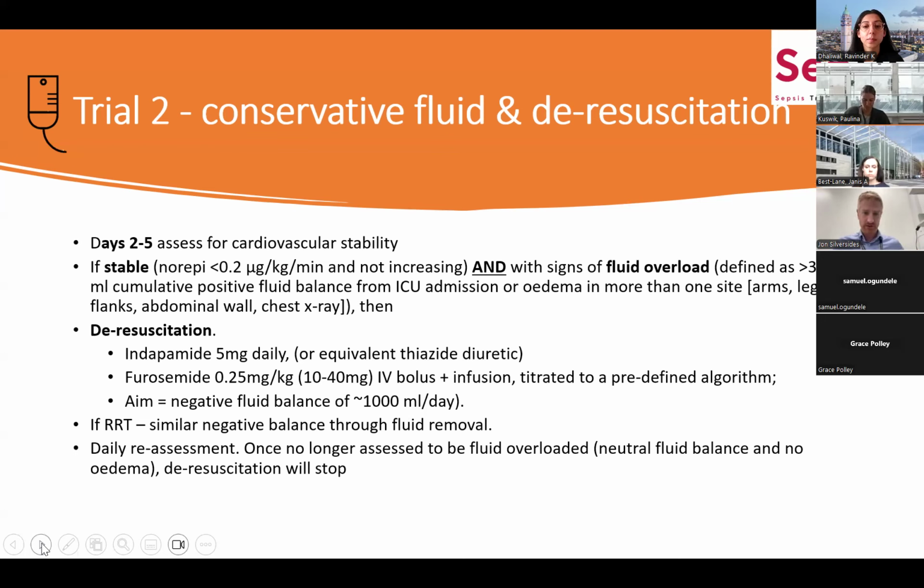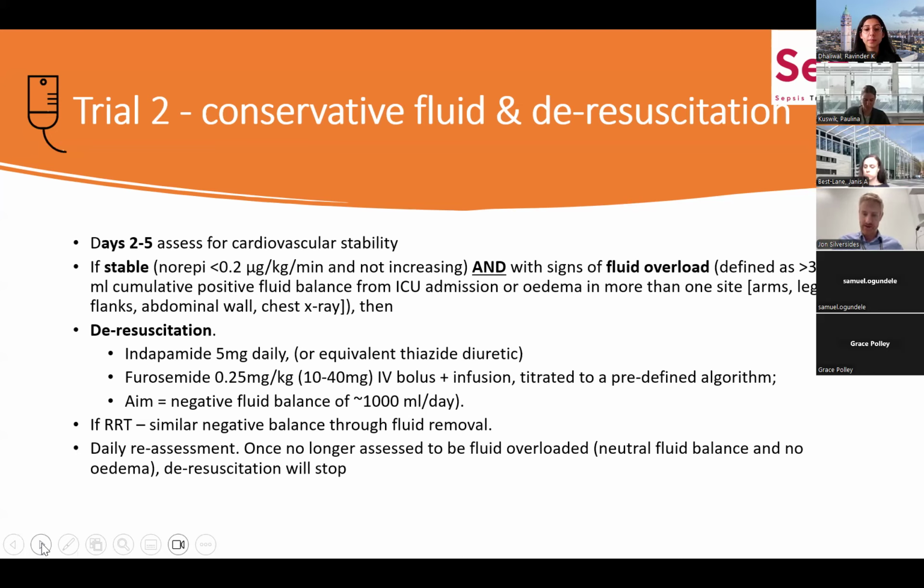And then a furosemide bolus followed by an infusion, and that's titrated to effect. I meant to change these slides, so actually there isn't a predefined algorithm. We want you to titrate it to effect. And the aim is to get a negative fluid balance of about 1 liter a day. If they're on renal replacement therapy, you do the same thing, but you just dial up the fluid removal instead of using diuretics. And the idea is that you assess this every day.